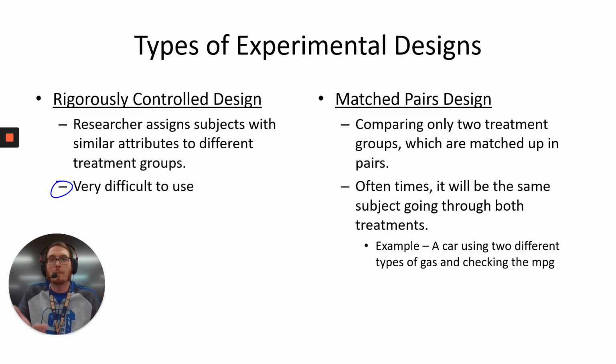Okay, the same would be true about a car with different types of gasoline, and seeing which one gives you better miles per gallon. Use the same car. Now, granted, there's a little wear and tear, but you're using the same car to compare these two things and seeing which one's better.